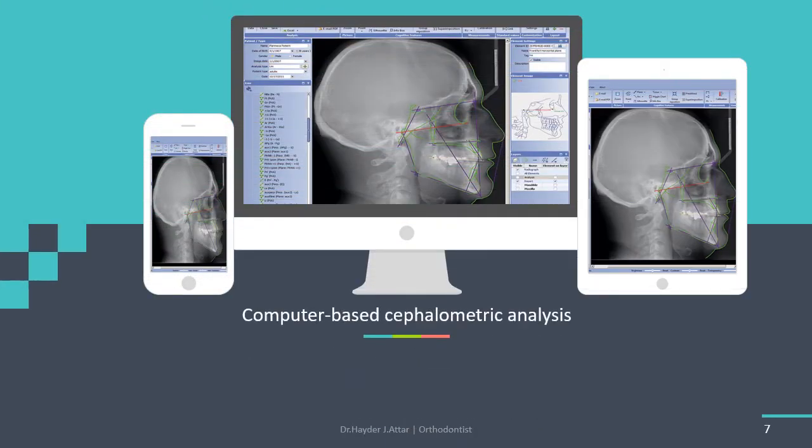The lateral cephalometric radiographs are analyzed either by hand and pencil in a dark room and traced, or more recently using a computer-based cephalometric analysis, in which the lateral cephalometric radiographs are entered in a program in the computer and analyzed to determine the radiographic points and landmarks, in addition to making the planes of the radiograph, and finally making the analysis of the cephalogram.